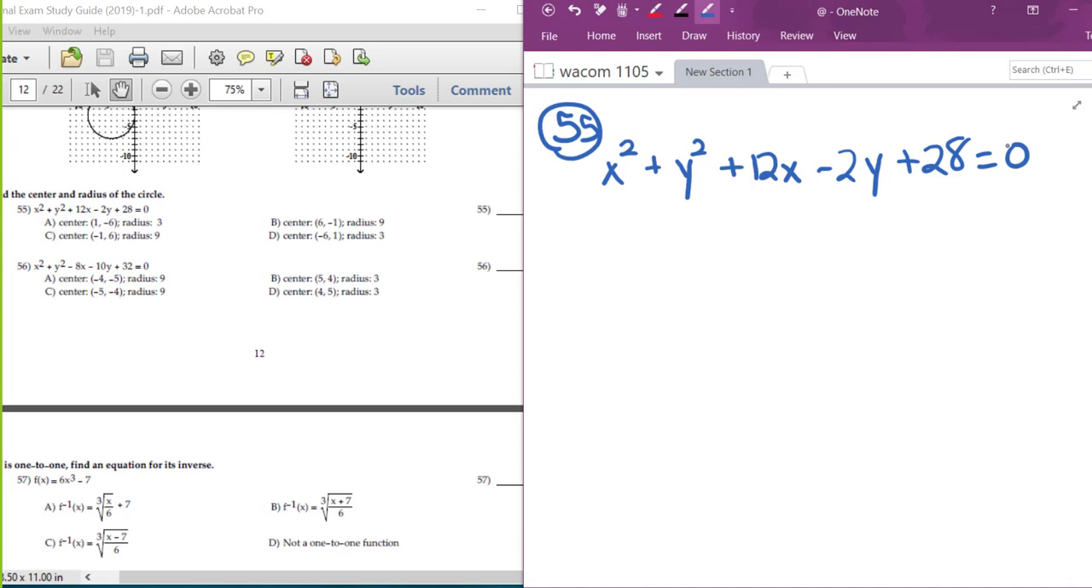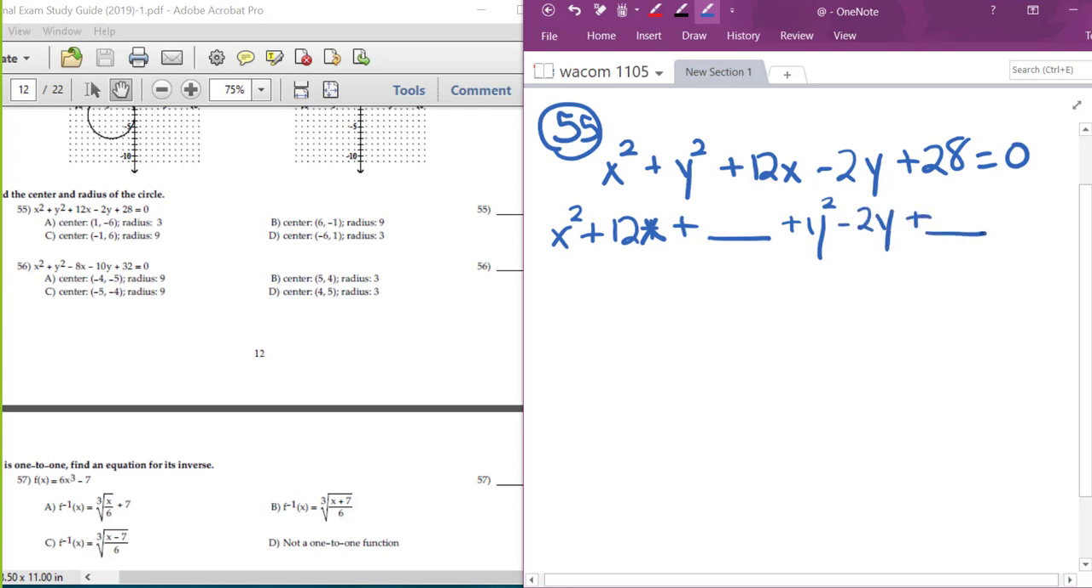So to do that, you complete the square twice. You get the x terms together. And then remember, you're going to add your magic number. Get your y terms together. And you're going to add a magic number to make a perfect square. This 28 is getting moved to the other side, so now it is a negative 28. And here it is a half times your coefficient of x. So half times 12 gives us 6.